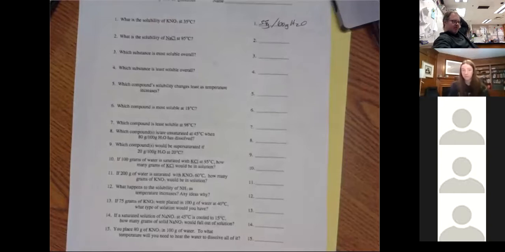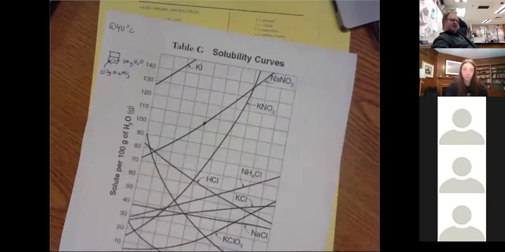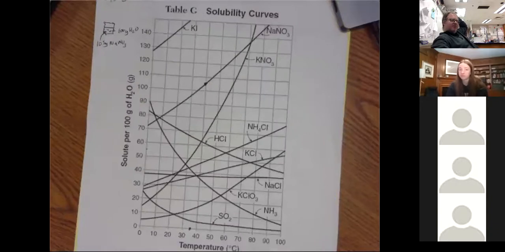Mr. Jackson, I have a question. So when it says which substance is the most soluble overall, what do you mean? Are we supposed to look at a specific temperature or just the graph? Look at the graph and basically you think from this information, which one is the most soluble out of these particular things at these temperatures. Okay, so it's just like a general trend. Yep. All right.